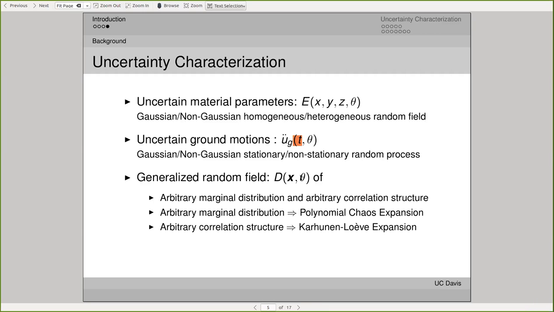And here we are using this theta to denote the uncertainty, and we want this random field to have an arbitrary marginal distribution, which can be either Gaussian or non-Gaussian, and also an arbitrary correlation structure. In order to quantify this arbitrary marginal distribution, we're going to use the mathematical tool called polynomial chaos expansion. And in order to quantify this arbitrary correlation structure, we will use the technique called Karhunen-Loève expansion. And today we will start with the polynomial chaos expansion technique.